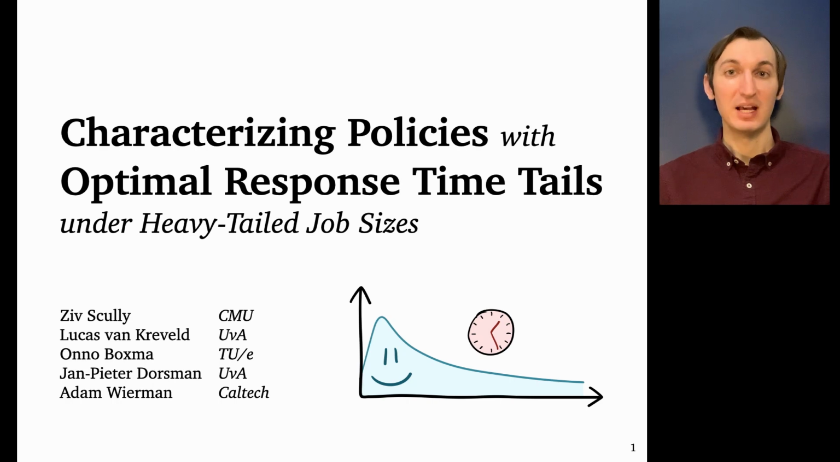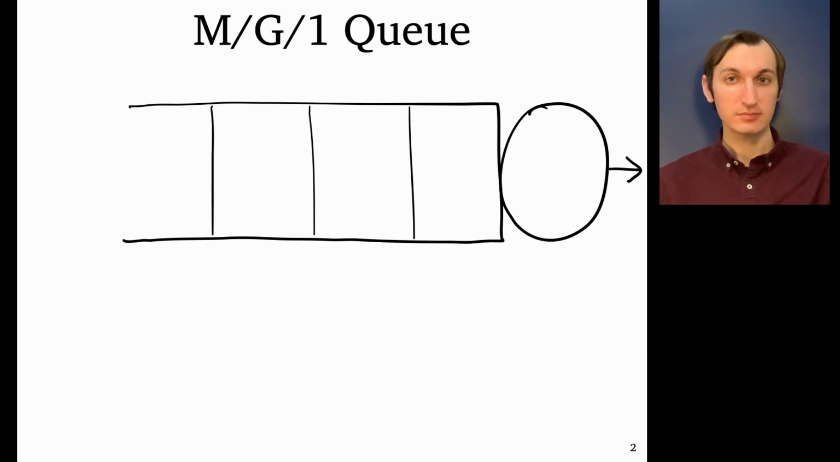Today I'm going to talk about how to tell which scheduling policies have optimal response time tail decay. I'm Ziv Scully, a PhD student at CMU, and this is joint work with Lucas van Kreveld, Onno Boxma, Jan-Pieter Dorsman, and Adam Wierman. Today's talk is all about the M/G/1 queue, a classic single server queuing model.